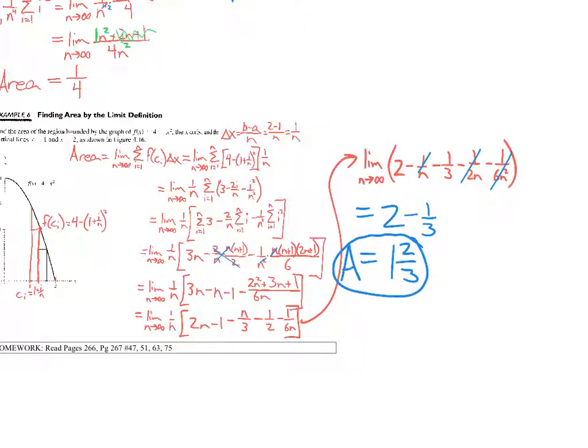So a lot of work, a lot of kind of tedious algebra. You've got to be careful, but that's how we can use the definition of the area with the sums and the sum properties that we've looked at to find the area under a curve.